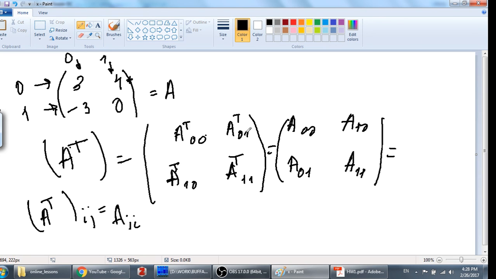So then let's take a look at it. A 0, 0 is a diagonal element of the original matrix. That will be 3. Then A 1, 0 is this element, minus 3, so it goes here. This one is A 0, 1, so that's 4, and this one is 0. Okay, so that's how you transpose a matrix.